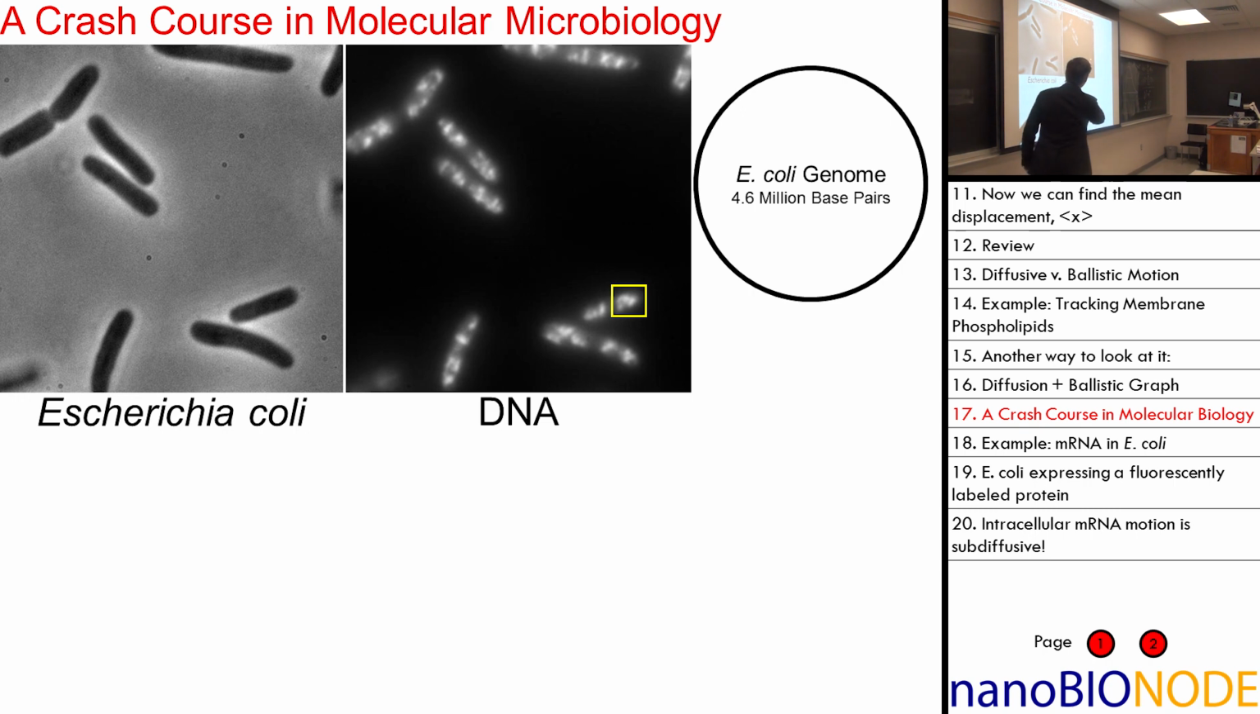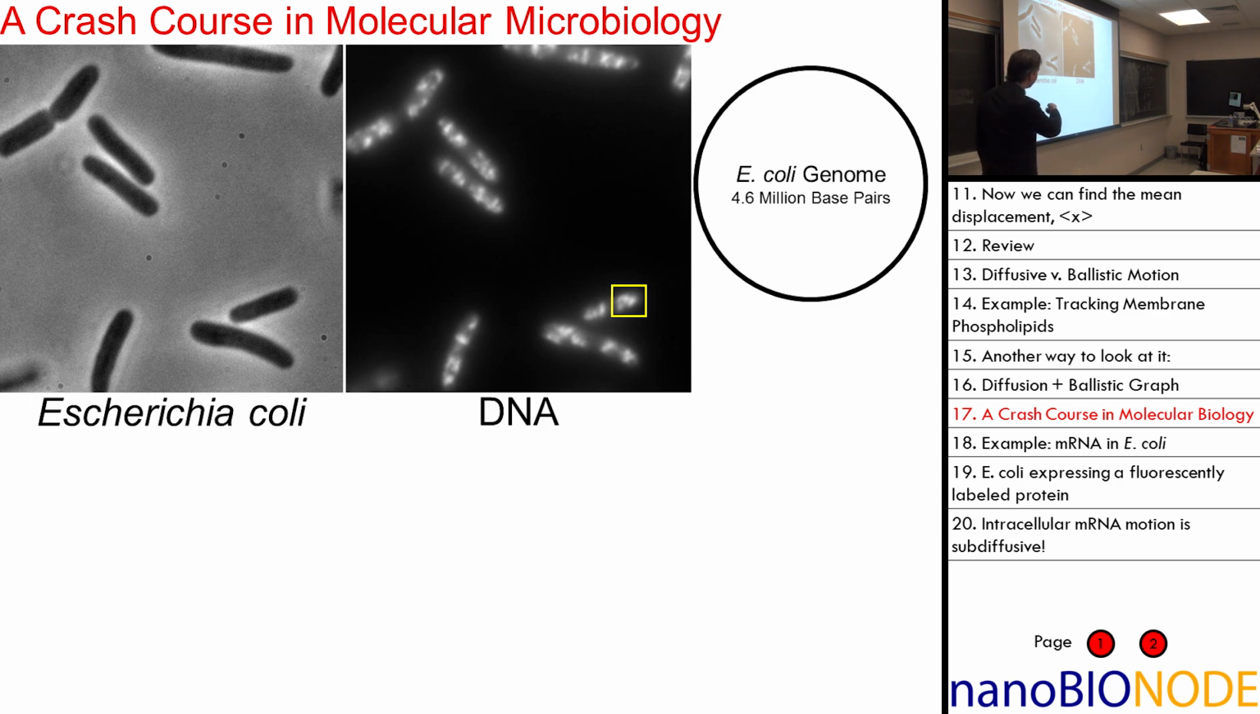Now in particular, look at this cell over here. You can see that it has what looks like two relatively well-localized blobs of DNA. What this corresponds to is that the cell has two copies of its chromosome. The reason for that is it's going to divide, and when it divides, it's going to keep one copy for itself, and the other copy goes to its daughter. So this is two copies of the cell's chromosome.